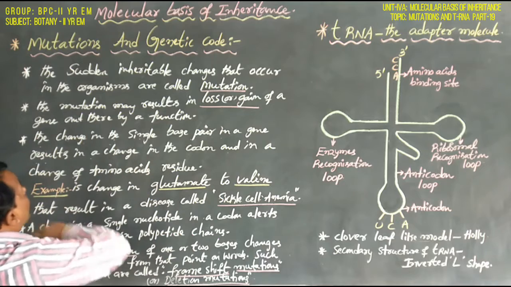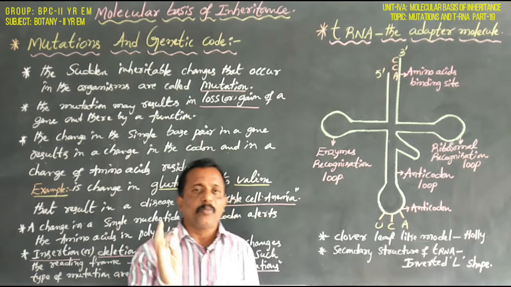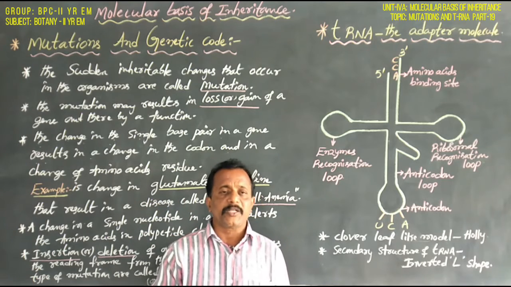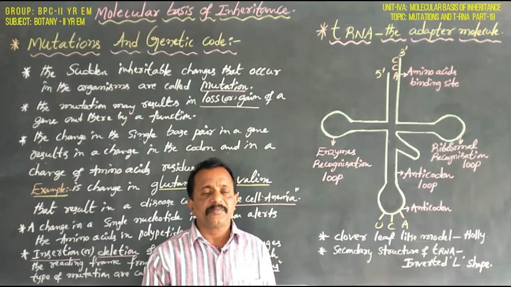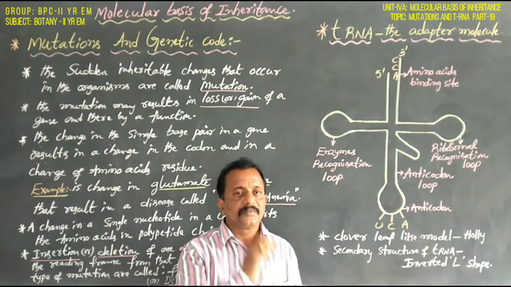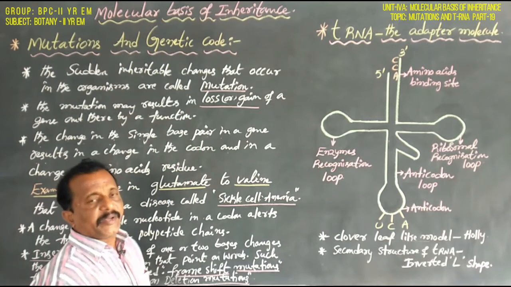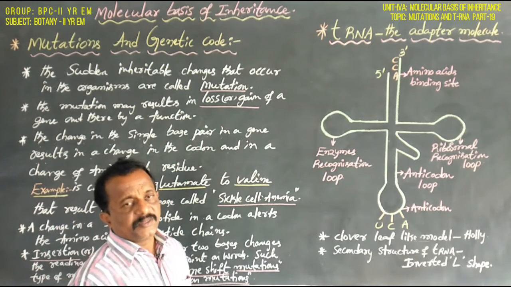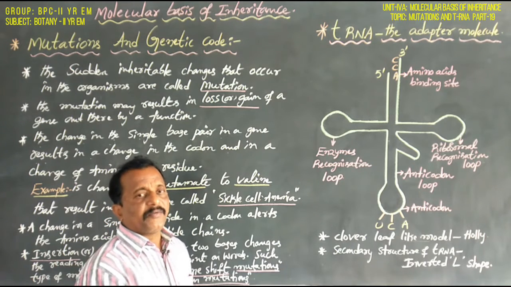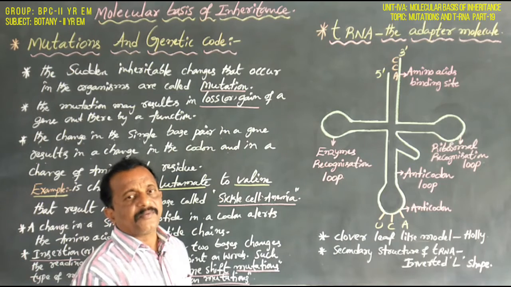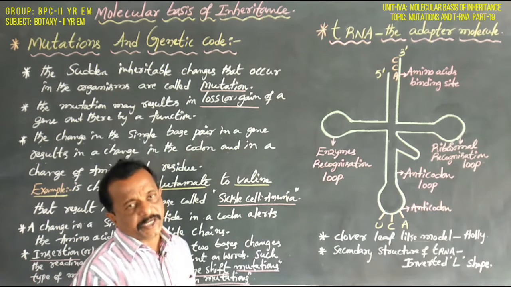This is about mutations and the genetic code. The important points are the meaning of mutation, and that sickle cell anemia is caused by a change of a single base pair of the gene, where glutamate is replaced by valine in the hemoglobin beta polypeptide chain.